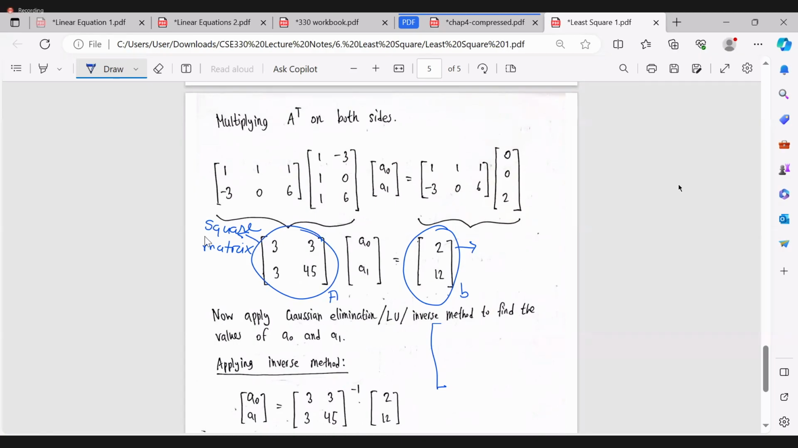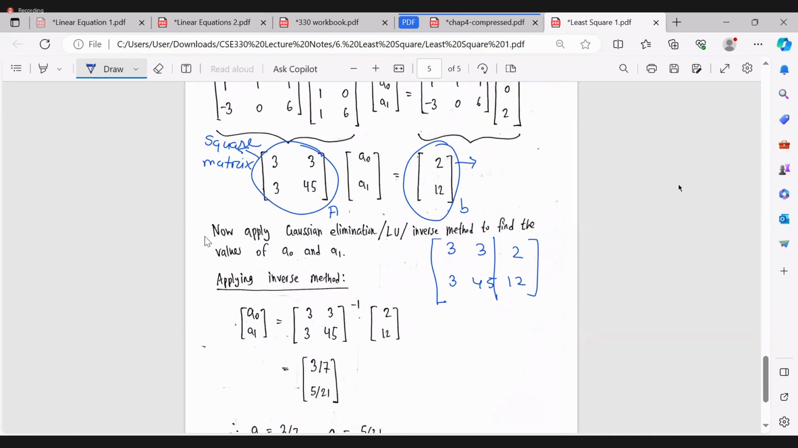So you concatenate these 2 matrices together. This is what you do with Gaussian, right? You concatenate the 2 matrices together. And you need to convert this matrix into an upper triangular matrix. So this value has to be made 0 somehow. So I can make this 0 using R2 prime equals to R2 minus R1.